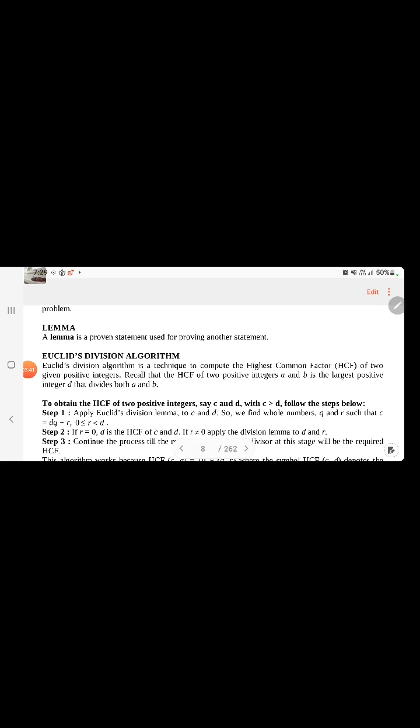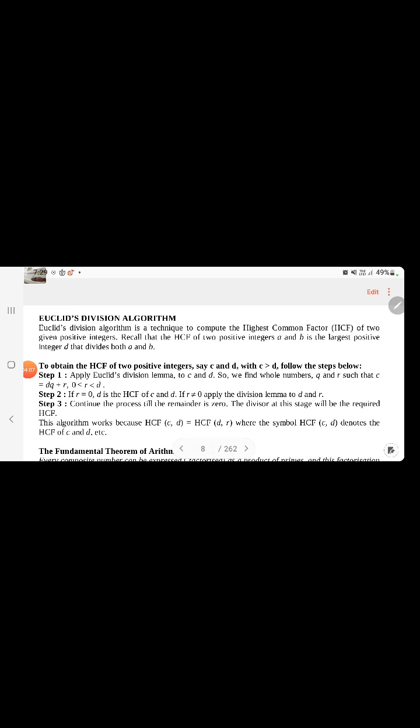We know the highest common factor is also called the greatest common divisor of any two positive integers a and b. We can find the highest common factor. So this Euclid's division algorithm is used to find the HCF of two positive integers a and b. As we proceed, you can see these are the steps we need to follow to find the highest common factor of two positive integers.